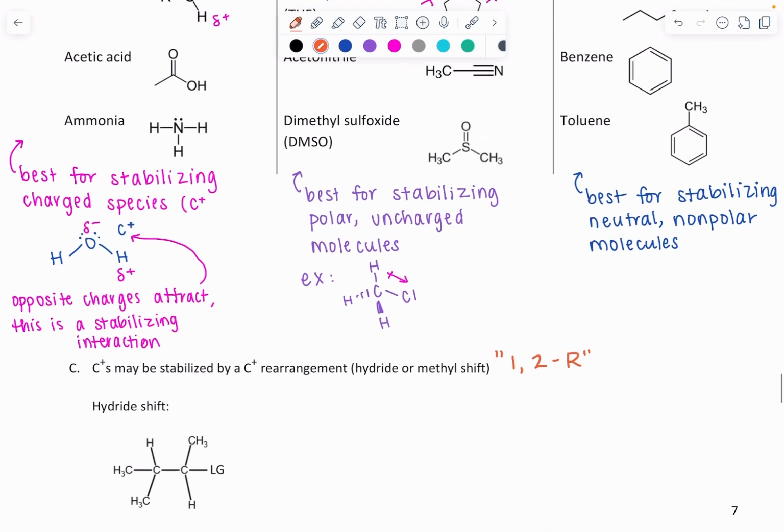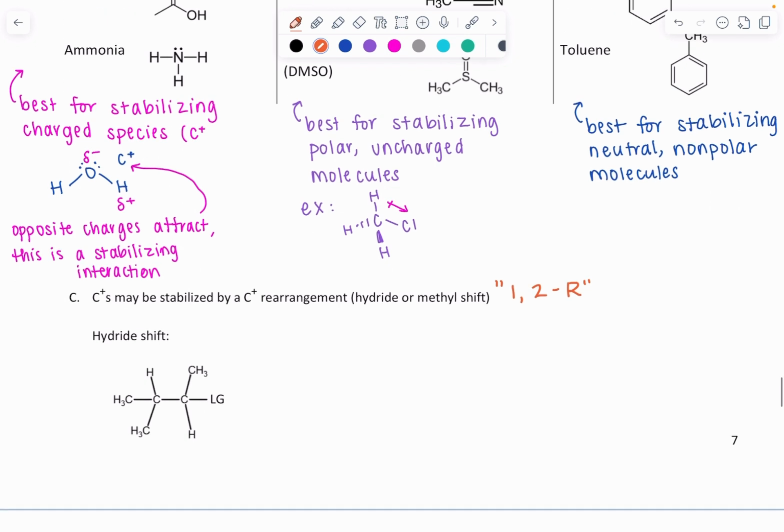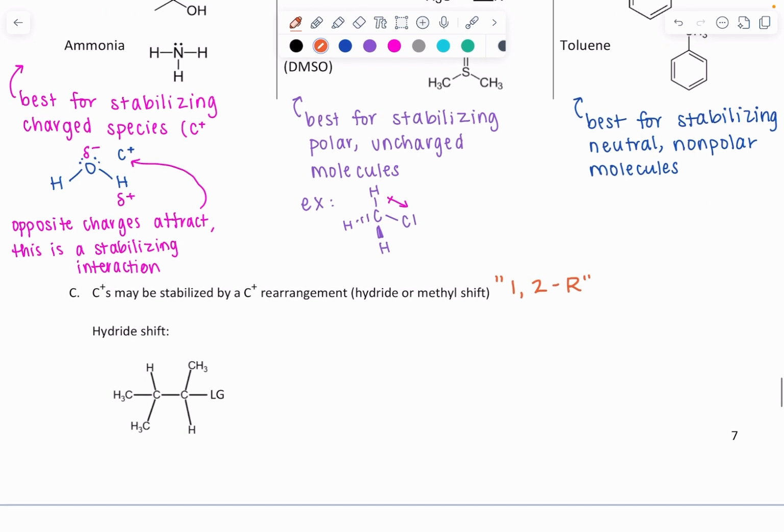Okay, let's talk about one more way that carbocations can be stabilized. This is through a carbocation rearrangement. That is a hydride shift or a methyl shift. So we'll talk about a hydride shift first. In our learning goals, this is listed as 1,2-R. That's a 1,2 rearrangement, and I'll show you why it's called that as we talk through it.